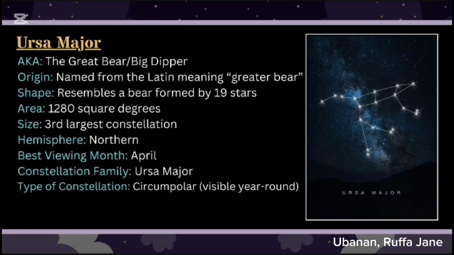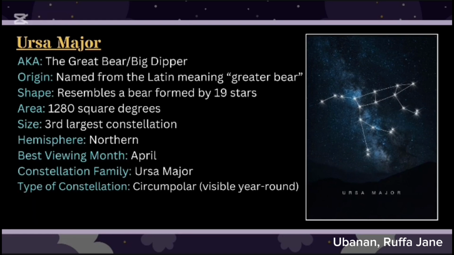The brightest star in Ursa Major is Dubhe, also known as Alpha Ursae Majoris. It's a giant star about 120 times brighter than the Sun. It's located at the end of the Dipper's handle.